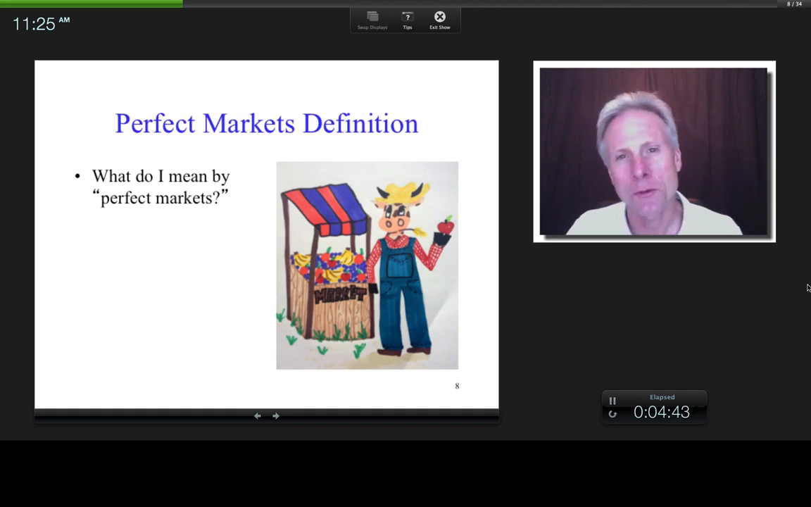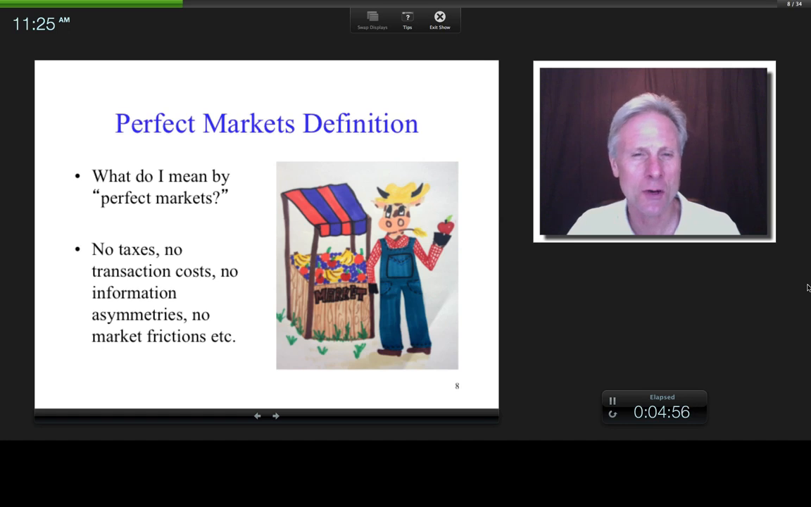Well, it's definitional, right? This is not understanding because it's a definition. So you memorize definitions, you understand concepts and so forth. And basically, perfect markets means no taxes, no information asymmetries, no transaction costs. What do I mean by information asymmetry?